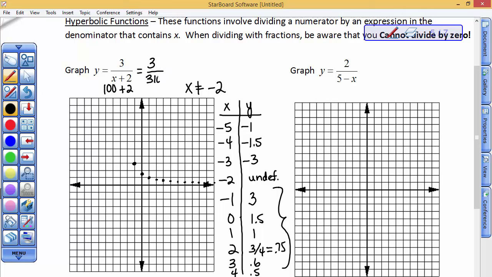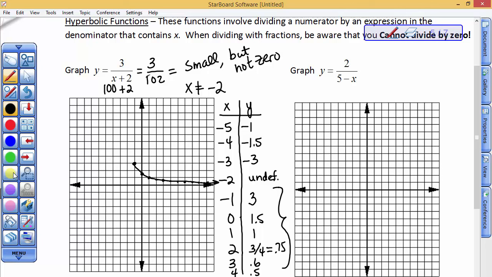3 divided by 102 is very small, but it's not 0. And it never will become 0. So the graph of this side of this hyperbolic function is going to hover down here above the x-axis, but never touch. Now let's go to the other side.